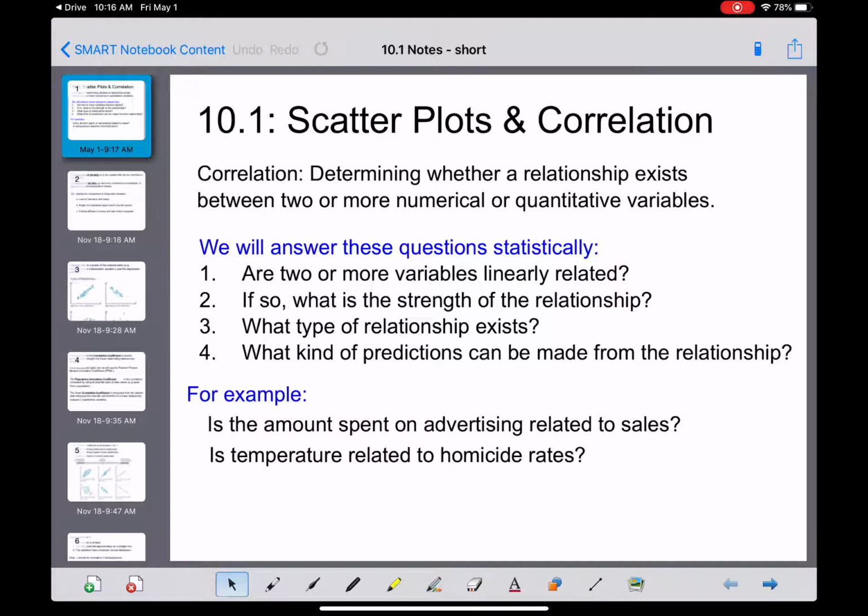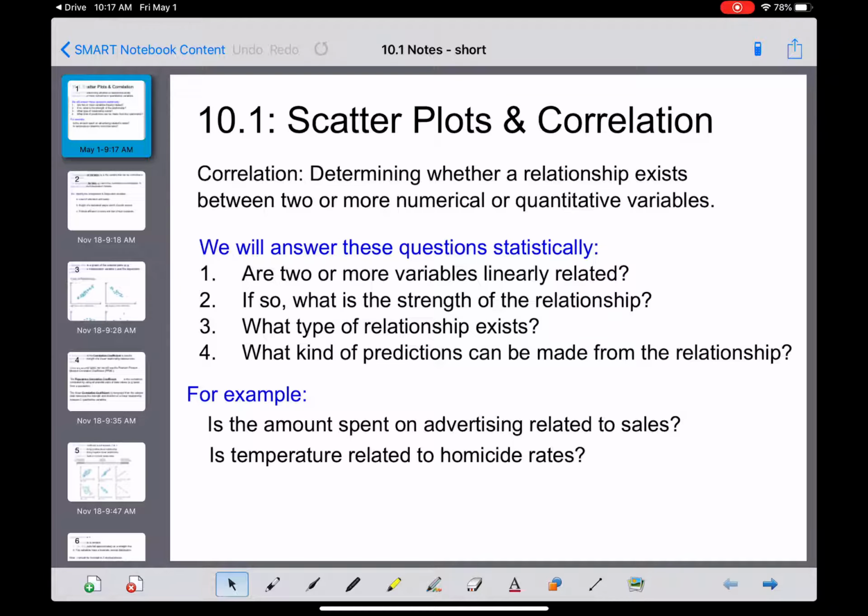There's a whole class on regression in college. So if you are going into some field that you're going to have to use regression, they may have you take a linear regression course. This is something that you may have been introduced to in the past.